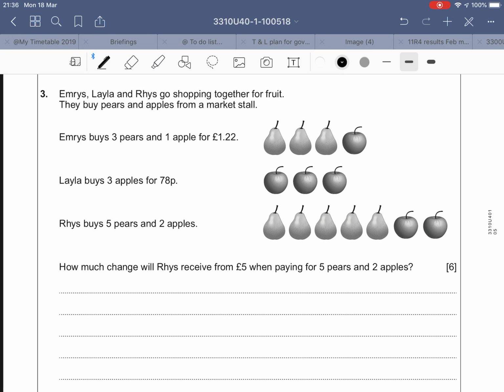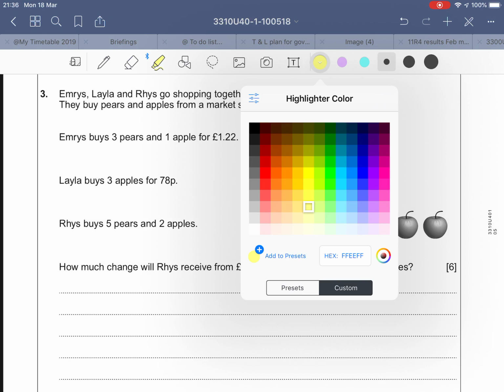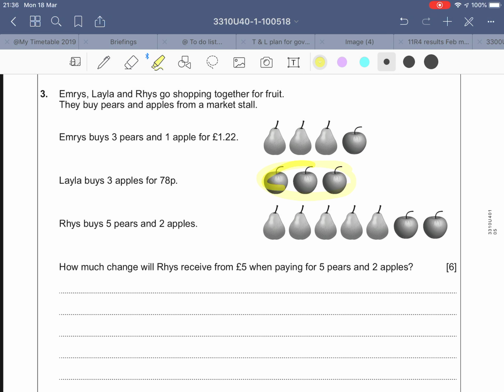Okay, so I need to work out the cost of an apple and the cost of a pear. Apples is where we're going to start, because these 3 apples here come to a grand total of 78 pence. So I can start with Layla's apples. That's 78 pence shared between the 3 apples means that one apple is 26 pence each. So each one of the apples in each picture is 26 pence each.